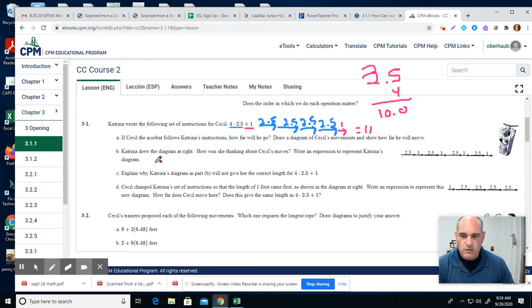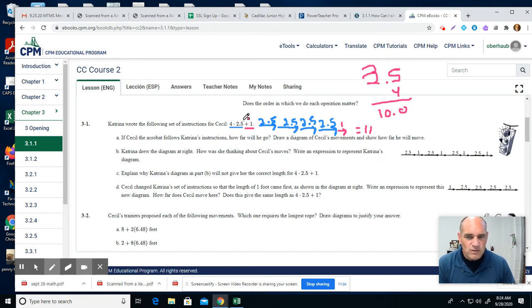Part B, Katrina drew the diagram at the right. How was she thinking about Cecil's move? Write an expression to represent her diagram. So she's got, looks a little different than mine up here. So she goes 2.5, then 1, then 2.5, then 1, then 2.5, then 1, then 2.5, and then 1. So she's actually doing this.